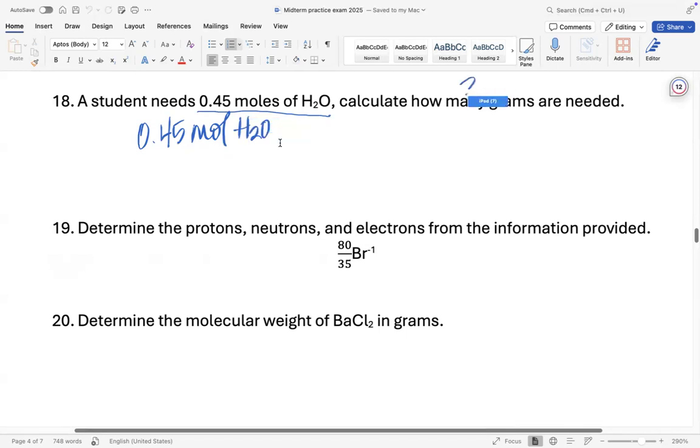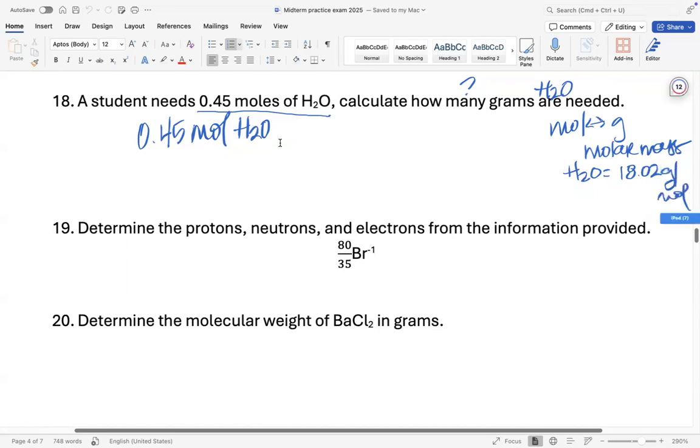And now we want to know how many grams. All right. No stoichiometry needed. We want to know how many grams of specifically H2O. It doesn't list another substance. So if we want to go from moles to grams, or even vice versa, we need the molar mass. All right. And so that's the number you calculate from the periodic table. But I will give you a bank of molar masses. So it is 18.02 grams per mole for H2O.